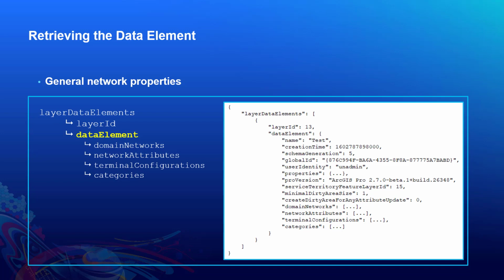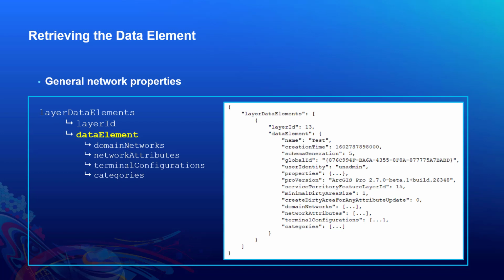The first level of information that you can get from the data element is the general network properties. Those inform you about how this utility network was published, but also give you inherent information about its schema. So if you look in the JSON response example that I'm showing here, you can see that you get the name of the utility network, when it was created, the version of that schema, so the utility network schema itself, who published it, and what Pro version was used to actually publish the utility network service. You will also get the service territory feature layer ID, since technically that layer doesn't participate in the utility network, but it is valuable to know this information.